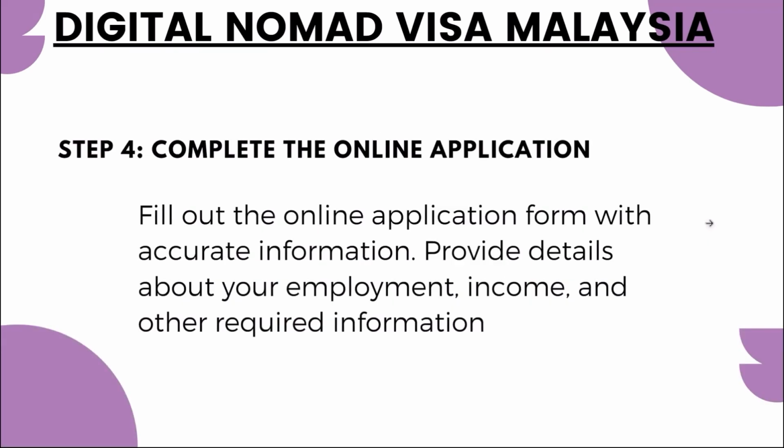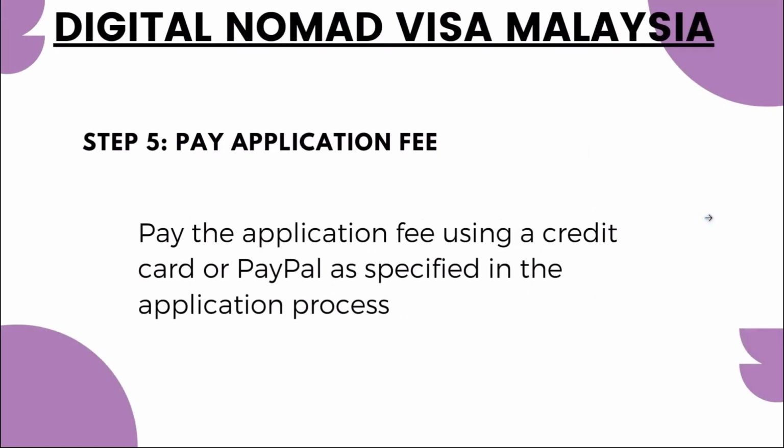So after that, when you are completing the form, you simply fill out the online application form with accurate information, provide details about your employment, income and other required information that may be asked of you in the form. So after you have completed the form, if there is a fee that you have to pay, just simply complete the process by using your credit card or PayPal as specified in the application process.